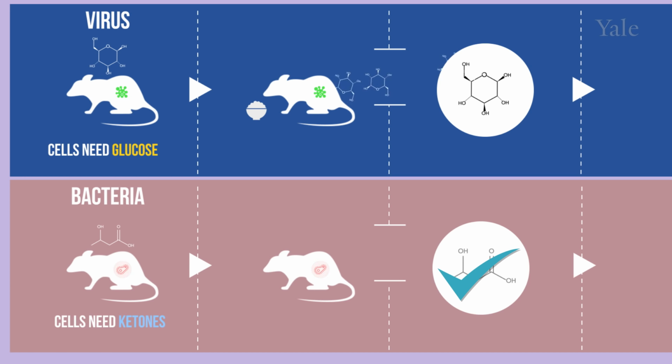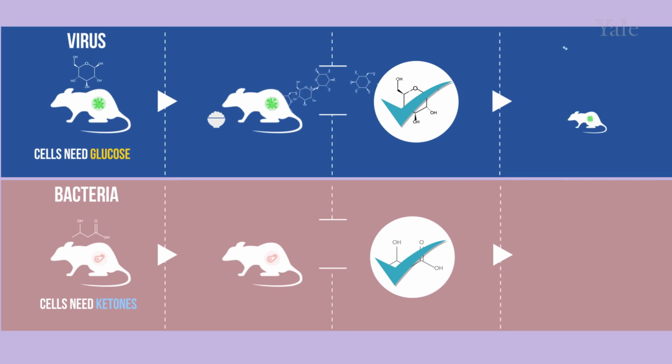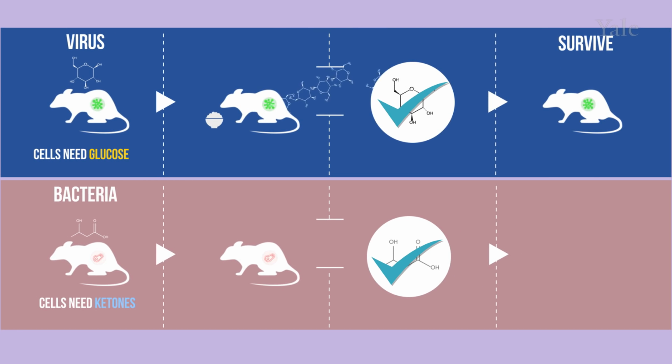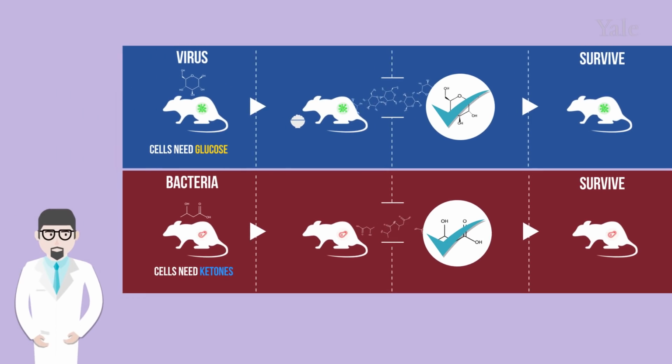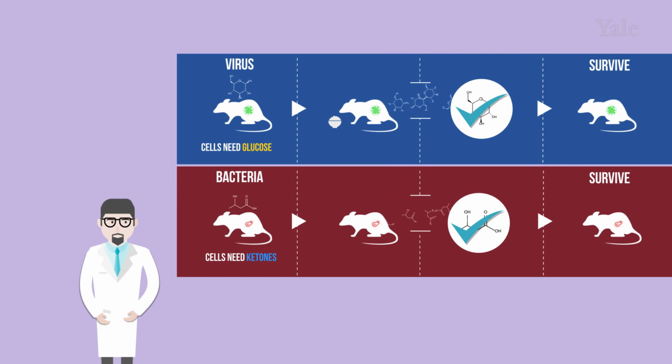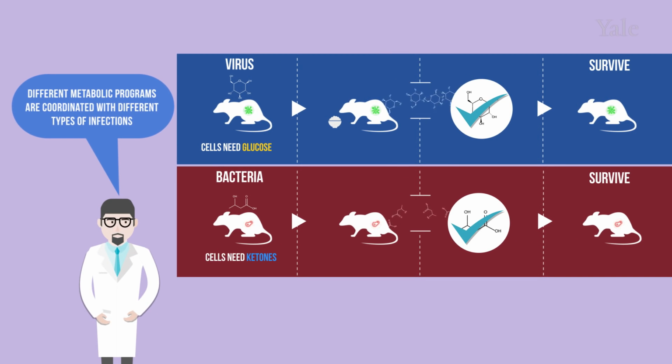When eating, glucose is abundant. Therefore, during a viral infection, eating provides glucose, which may be necessary for survival. Conversely, fasting leads to ketone production, which may help to survive a bacterial infection. This research suggests that different metabolic programs are coordinated with different types of infections in order to promote tissue tolerance.